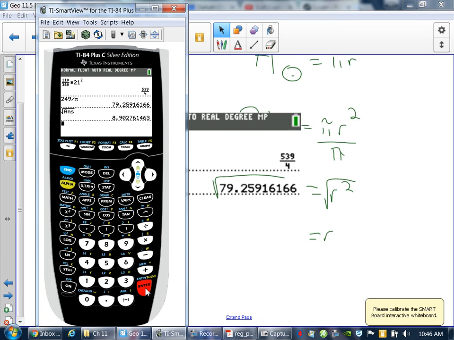Times it by 2. Or I can add it to itself, or I can just do this real fast. And there's my diameter. 17.81. Okay? That gives me my diameter. Now that's by just using the straight calculator. I didn't have to write down and round off all these numbers each time I'm pressing enter, because the calculator will store these values for you.